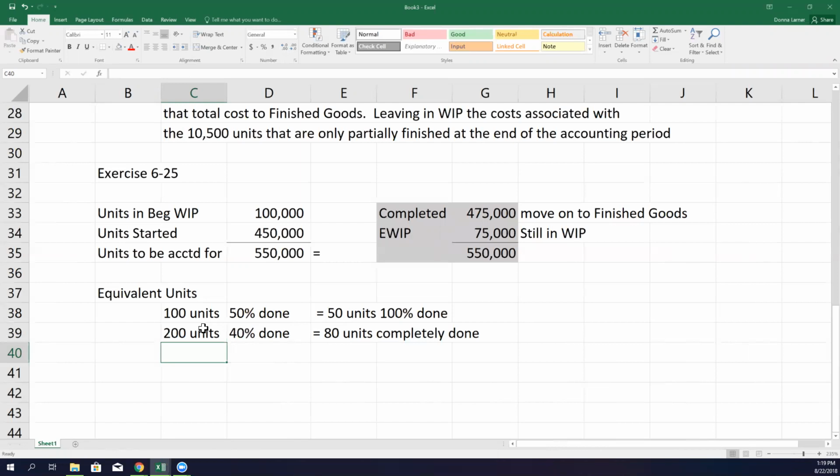So our second step in our production report, and you'll see the steps talked about on page 242. The first one is to do a physical flow schedule, which we did up here in exercise 25. But the second step is to calculate equivalent units. And to do that, we're going to look at the production report on page 245.